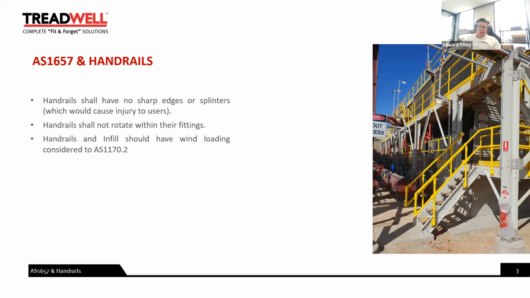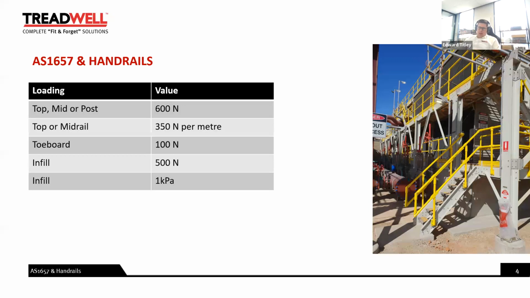Firstly, handrails and guardrails. Handrails should have no sharp edges or splinters which would cause injury to users. That seems fairly obvious. Handrails shall not rotate within their fittings, so the tube itself cannot be able to be rotated. That would require fixing or welding to prevent that. And lastly, handrail and infill should have wind loading considered to AS 1170.2, as appropriate for that application.